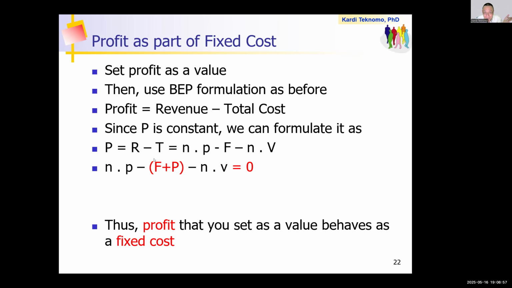You can see that this is actually the new fixed cost, isn't it? If you compare NP minus F and then minus V, and compare this one, you will see that this is actually the new fixed cost. So when you put profit as fixed cost, you will have a new fixed cost, which is a little bit higher.